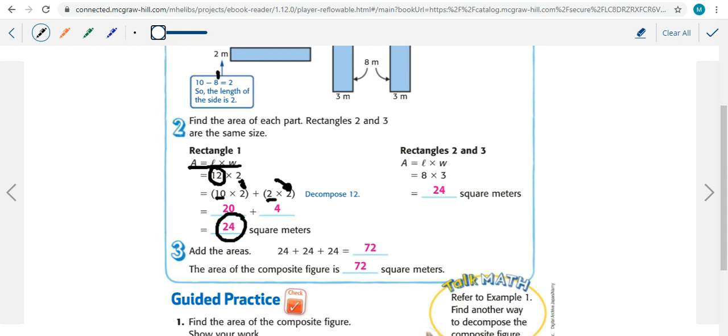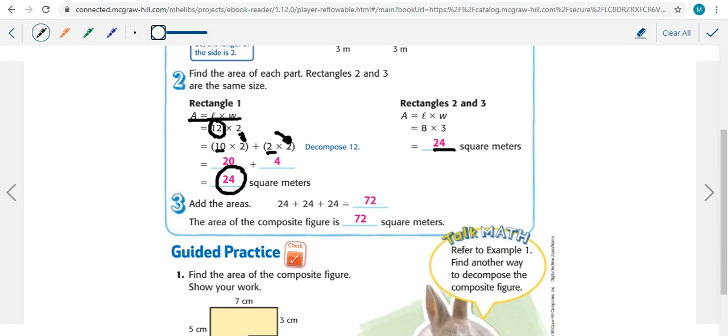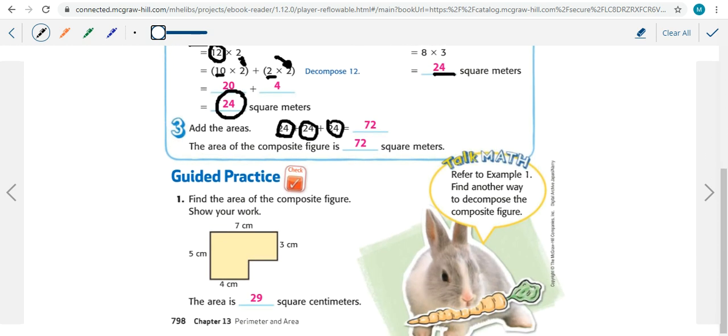We multiply 8 times 3 is 24. Now we add. We're going to find the whole area of the composite figure. We know that rectangle 1 is 24, and we know that rectangle 2 and 3, each of them are 24. So we add 24 plus 24 plus 24 is equal to 72. The answer is 72 square meters.